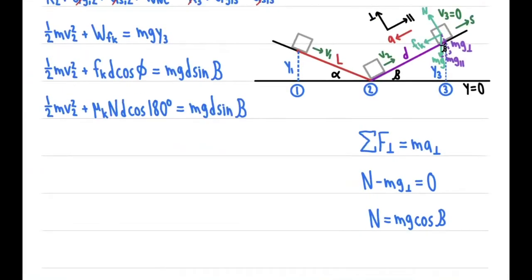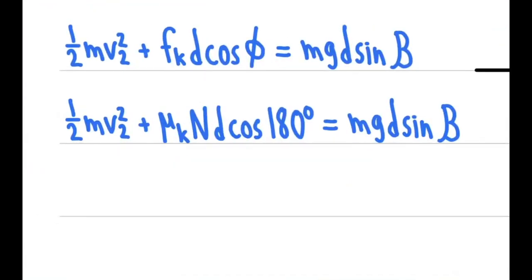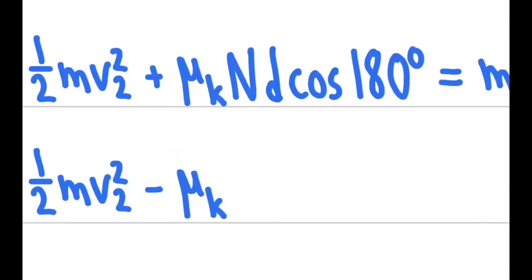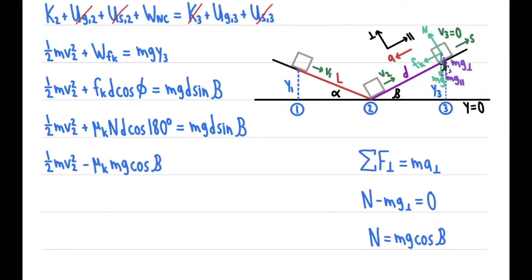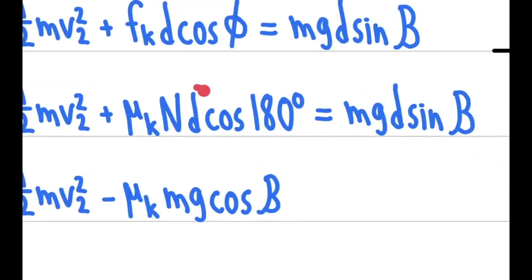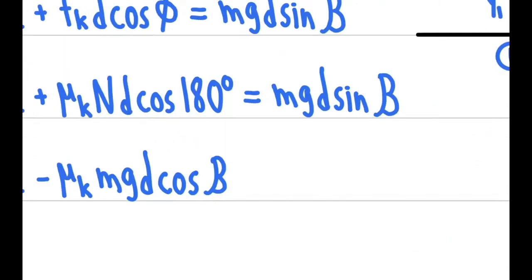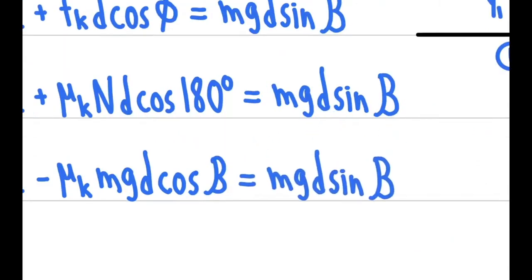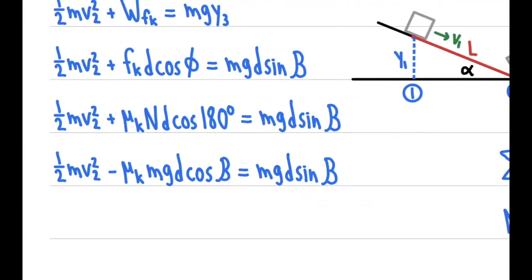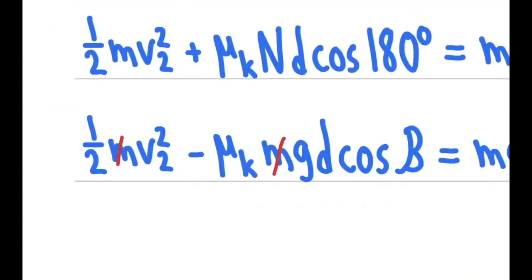Okay, so I can replace n with mg cosine beta now. And let's replace cosine 180 with -1. Cosine of 180 degrees is -1, so I'm going to subtract this, and n is mg cosine beta, and I'll put the d in between the g and the cosine beta. And this equals mgd sine beta. So what do you notice is going to happen now? m, it's gone. Yes, we can divide both sides by m, and all the m's will cancel.